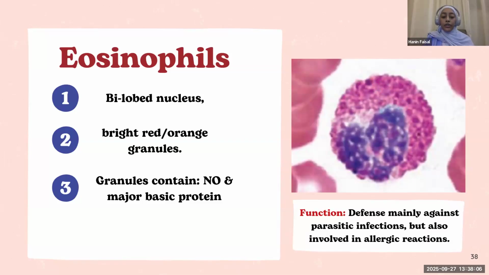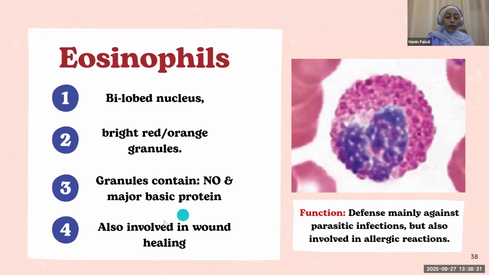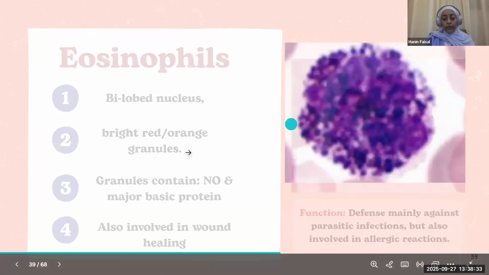Because the allergic reactions has another type of white blood cell. So again, eosinophils, besides its bilobes, its function mainly in the parasitic infections, and you're gonna have those granules, which are gonna have the nitric oxide and major basic protein. Those nitric oxide and major basic protein basically will help in the defense system against the parasitic infection. So they will help to kill the parasite, and it can also help in wound healing.